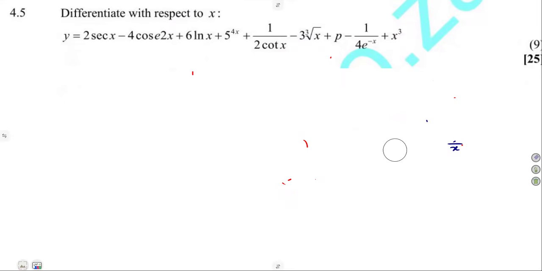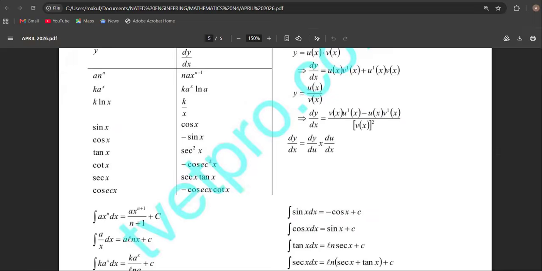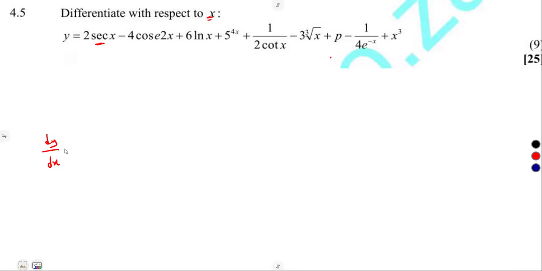So 4.5, let us see, for 9 marks. Differentiate, we're supposed to differentiate each and every part with respect to x. So that's with respect to x, the sec of x, all right? Let's start from there. We have it from our formula sheet. The sec of x is going to give us sec tan, all right? So that one was direct. It's going to be sec tan. So that's 2 sec tan, because there's a 2 there, so it's going to be 2 sec of x, tan of what? Of x.